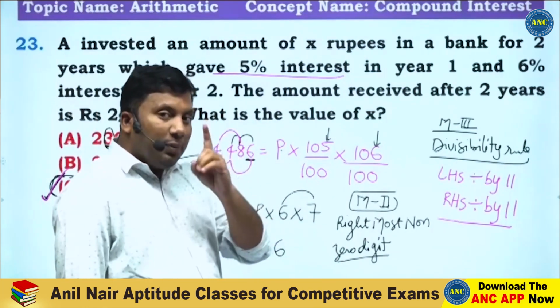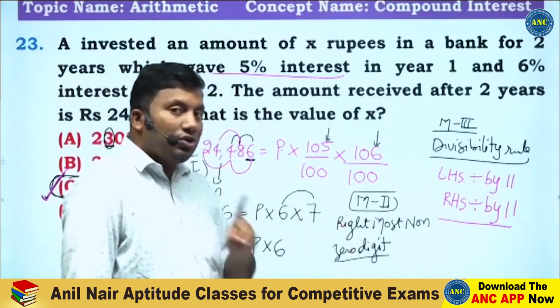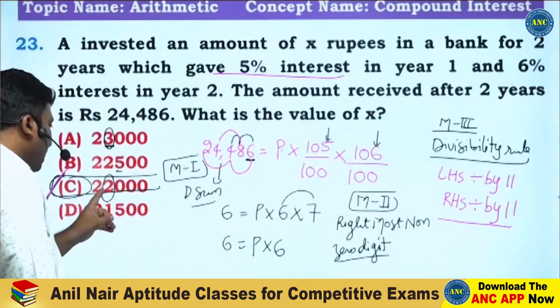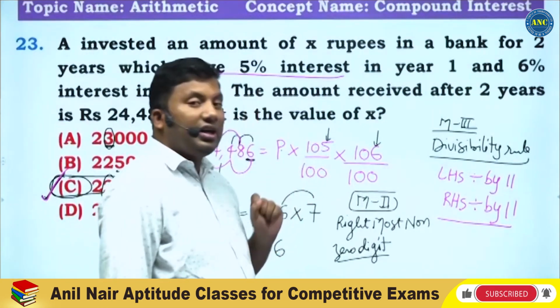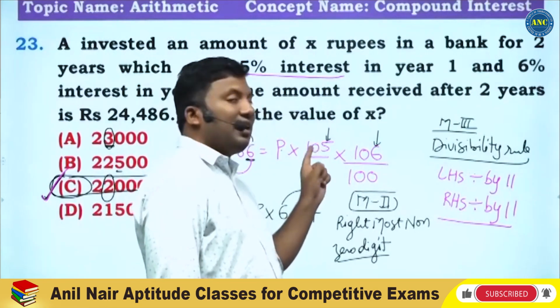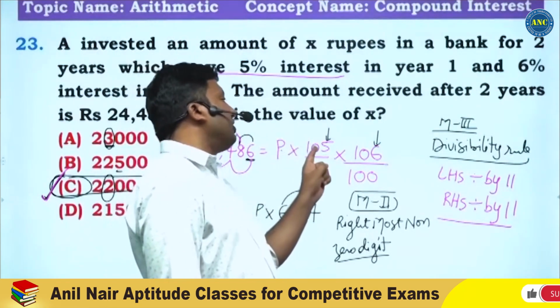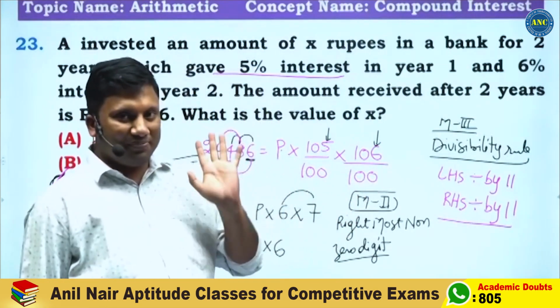Rightmost non-zero, keep your eyes on these. Again I am repeating, rightmost non-zero it is 2, rightmost non-zero it is 5, 2 5s are 10, rightmost non-zero it is 1, 1 6 is 6.